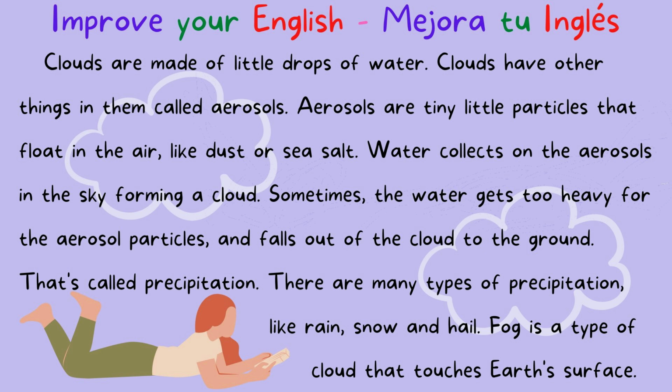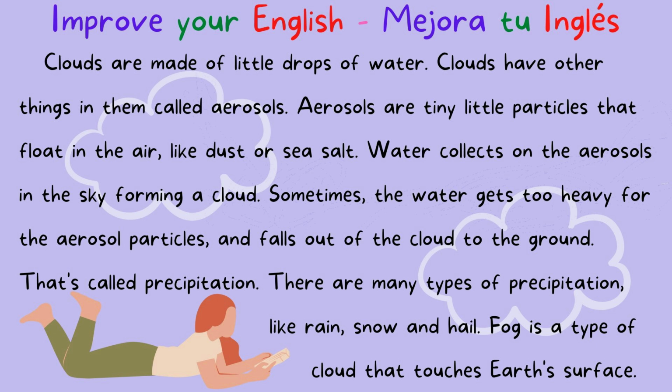Clouds have other things in them, called aerosols. Aerosols are tiny little particles that float in the air, like dust or sea salt. Water collects on the aerosols in the sky, forming a cloud. Sometimes the water gets too heavy for the aerosol particles and falls out of the cloud to the ground.